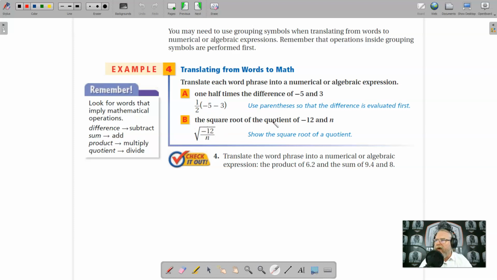Next is the square root of the quotient of -12 and n. Quotient means to divide, so we see a fraction here. Remember, every fraction is a division problem. So the quotient of -12 and n: it lists -12 first, so that's the numerator. n is second, so that's the denominator. And then we want the square root of that. So we put the square root over the top, and we get the square root of the quotient of -12 and n.